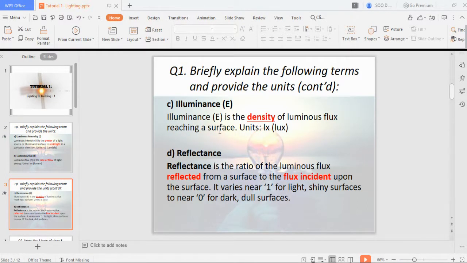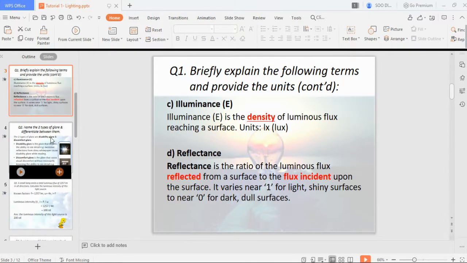So C, illuminance is the density of luminous flux reaching a surface. So the unit is Lx or lux. And finally, you have your reflectance is the ratio of luminous flux reflected from a surface to the flux incident upon the surface. So is 1 for shiny and 0 for dark and dull surface.